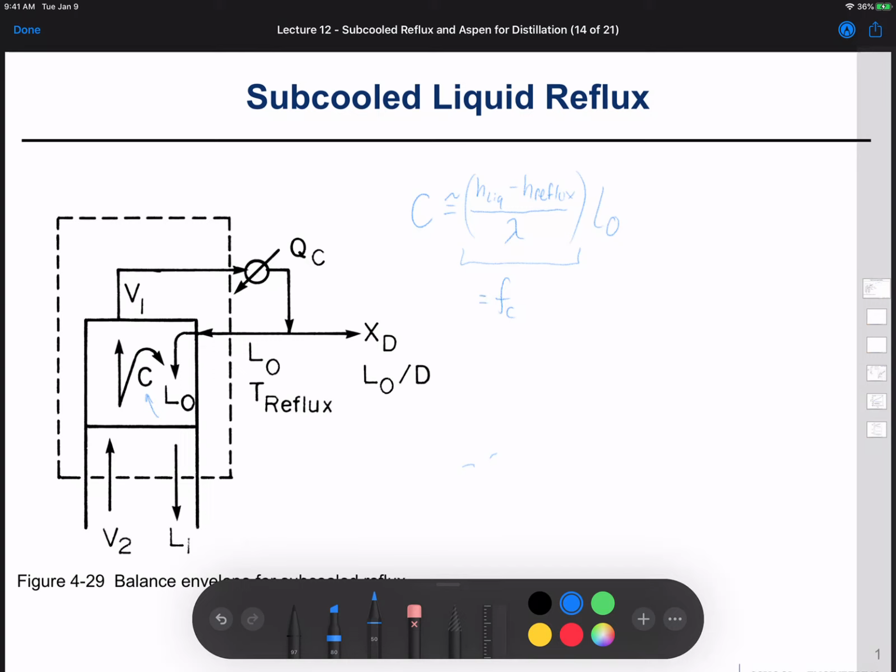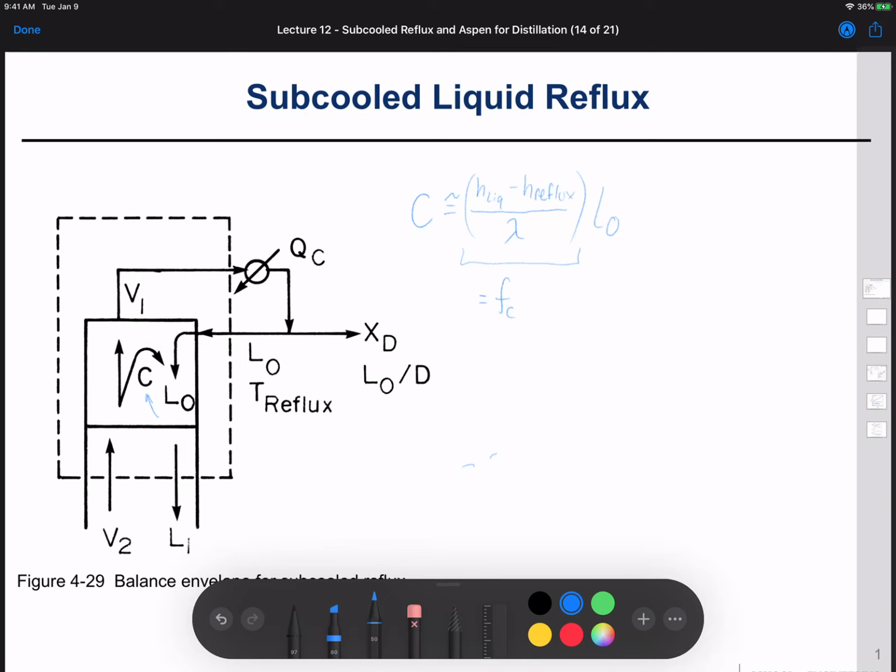And ultimately what's going to happen is that this disrupts the way that we would do the top operating line analysis. Now, instead of saying that the top operating line slope is L0 over V1, we're going to have to consider it to be L1 over V2. And under the CMO assumptions, we would proceed with L1 over V2 being equal to L over V, which is the top operating line slope. But that internal reflux ratio is going to be affected by this introduction of subcooled liquid reflux.